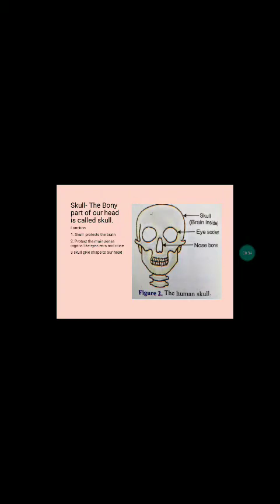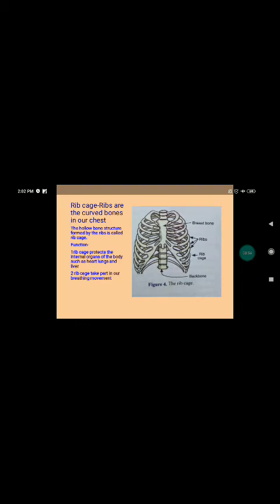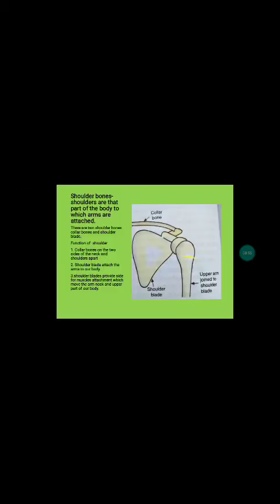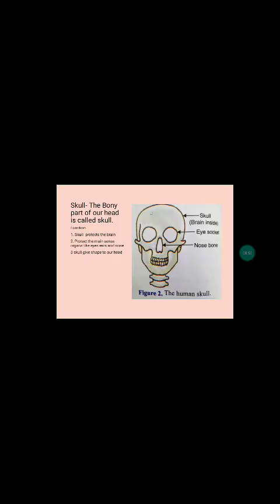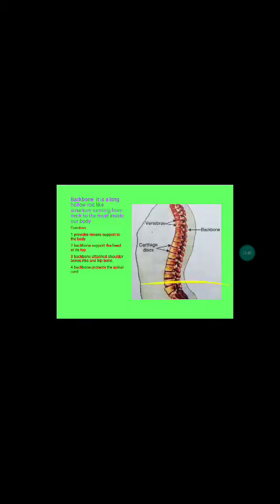So the first one is skull. The bony part of our head is called skull. What is the function of skull? Skull protects the brain, and protects the main sense organs, like this one is our sense organ. It helps to protect our sense organs, ears, nose. Also skull gives shape to our head. ये आपके head को shape में देता है.